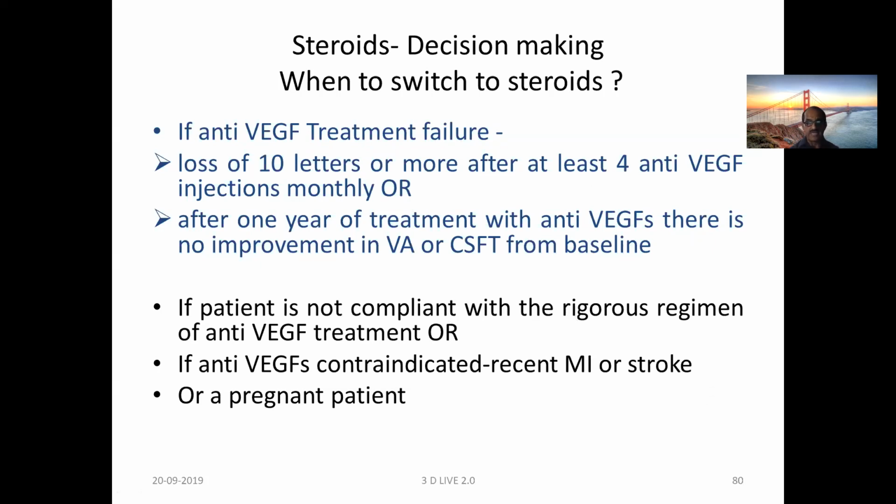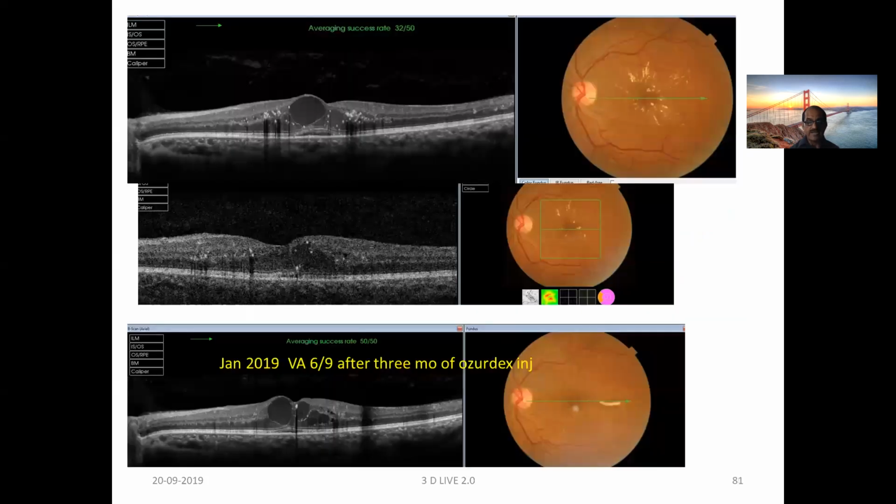So in such cases, you can give steroids, even to pregnant women. This patient actually developed a heart attack after 3 months. We gave a dexamethasone depot steroid. You can see the depot here.